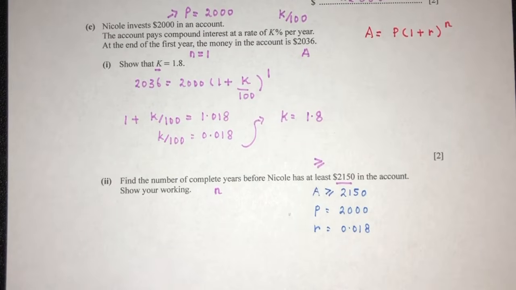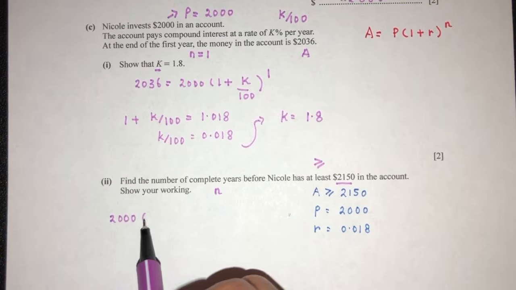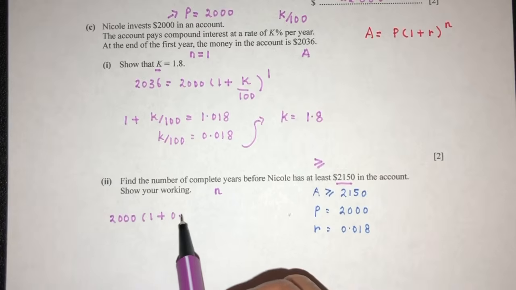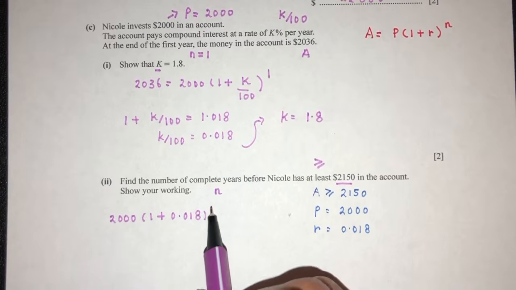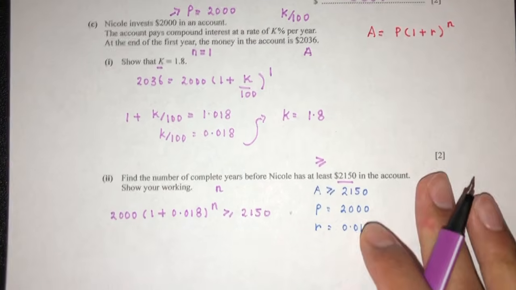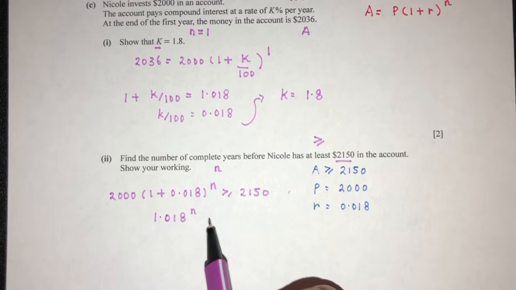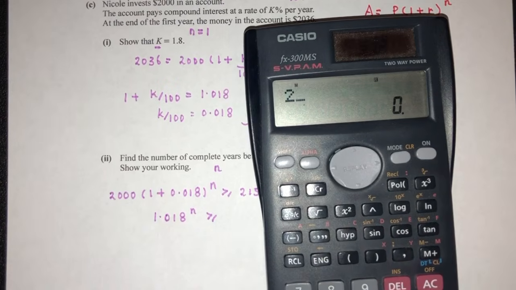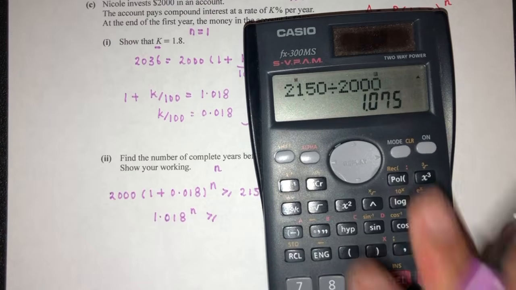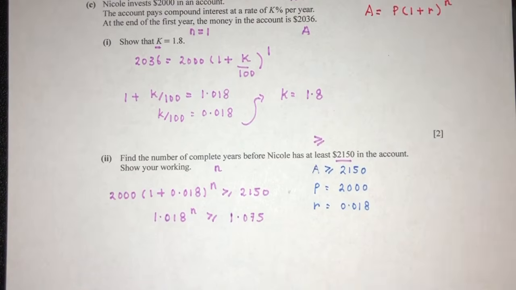That will be 0.018. That's the rate. Replace back in your main equation. Here we have P is 2,000 times 1 plus rate, 0.018, to the power n, have to be at least more than this. Now, 1 plus 0.018, that is 1.018 to the power n, at least more than 2150 divided by 2000, that will be 1.075. Now we know n is the number of years, so we can try it.